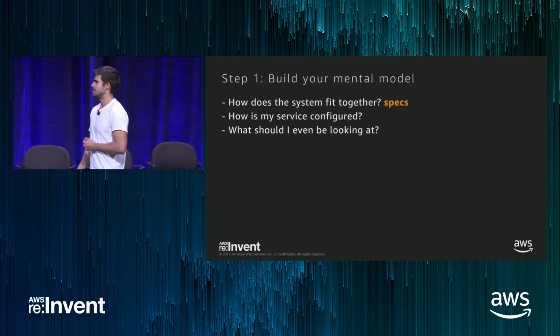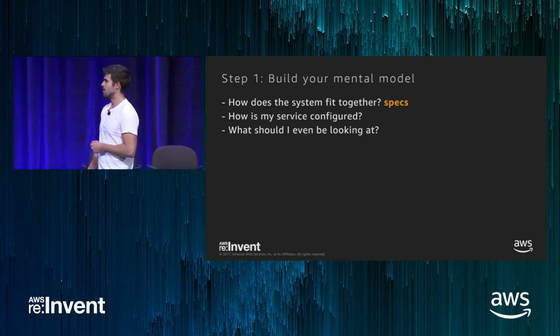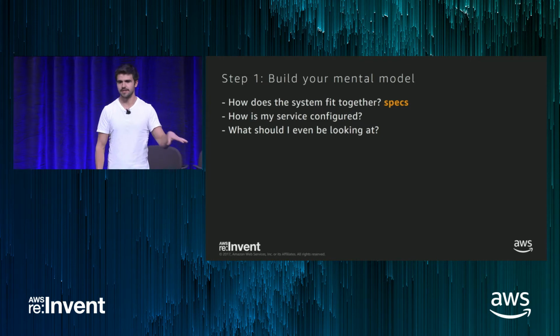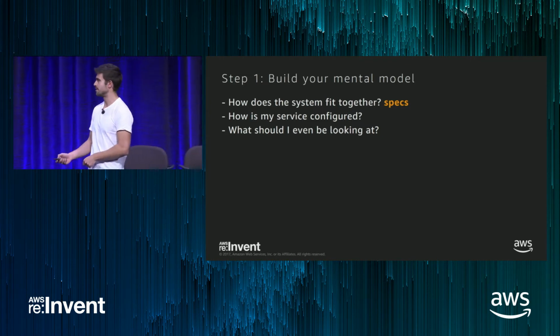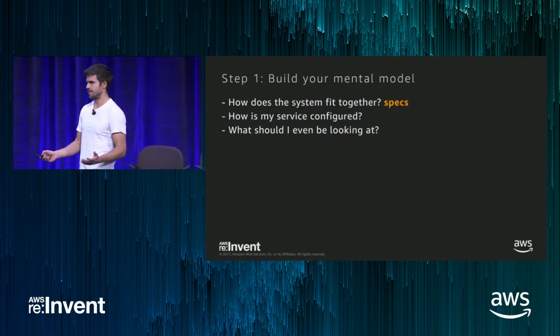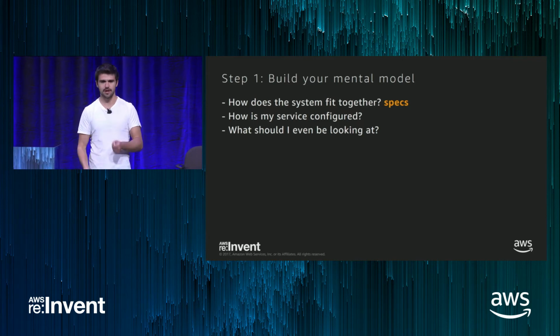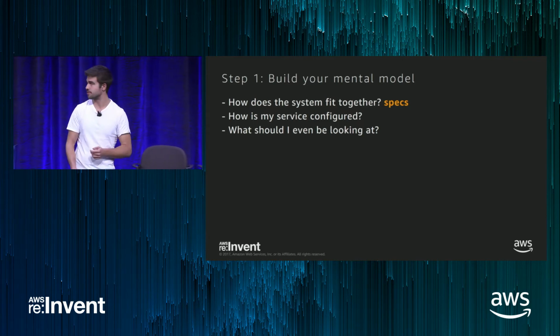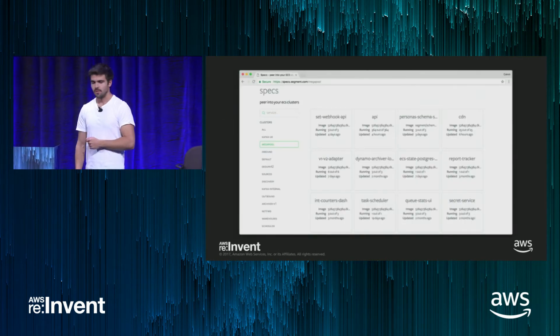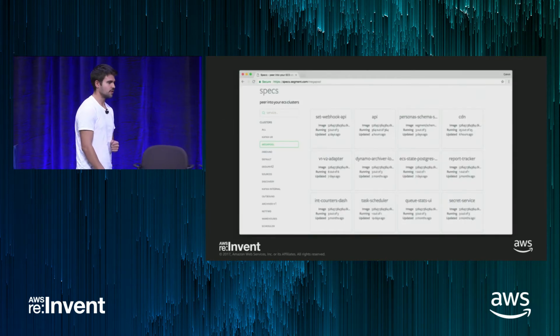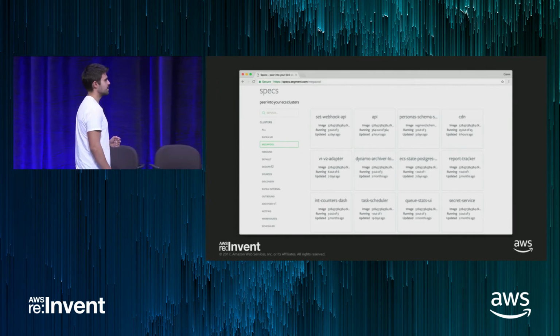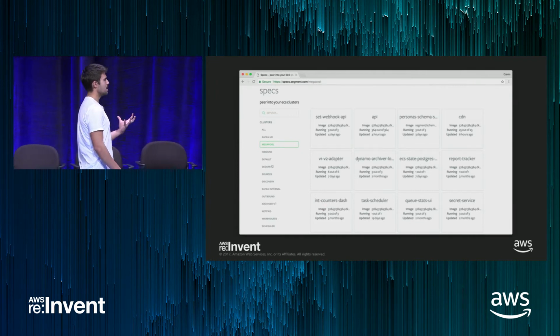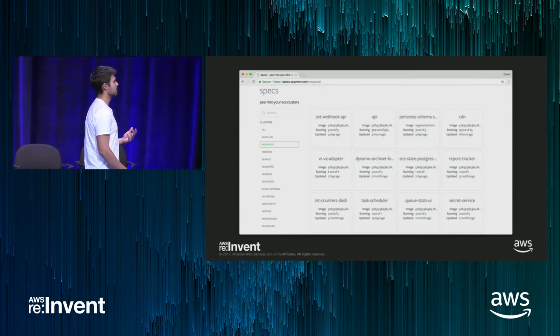So to understand how the system fits together, we actually wrote our own tool which sits atop various ECS APIs, and we call it Specs. It's open source and put out there for you today, so you can just grab it off GitHub or Docker Hub and spin up the Docker container to run as you choose. What Specs gives you is a dashboard similar to what you'd find with the ECS dashboard, but maybe a little bit more user-friendly.